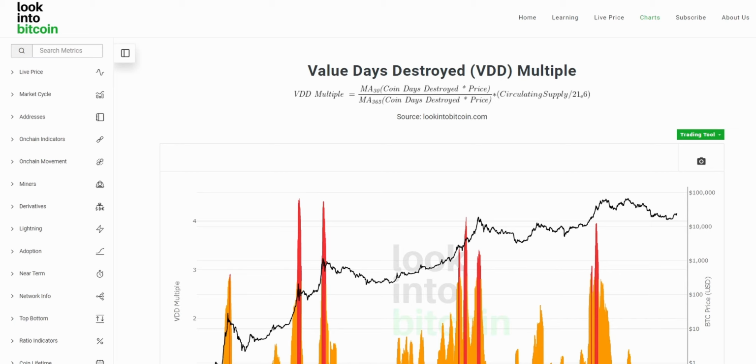This chart, as well as many others, are all freely available on lookintobitcoin.com, your number one source for Bitcoin information.